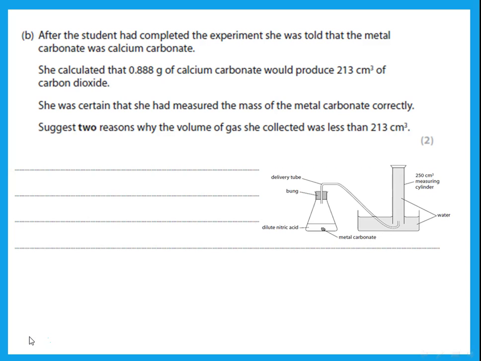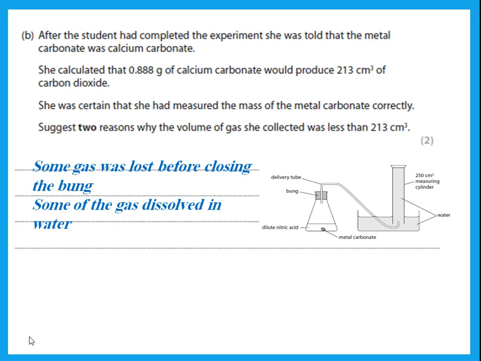And this is carbon dioxide gas. So the carbon dioxide gas that is collected in the measuring cylinder, she collected less than what she should. What do you think went wrong? So either some gas was lost before closing the bung. Can you see the bung?